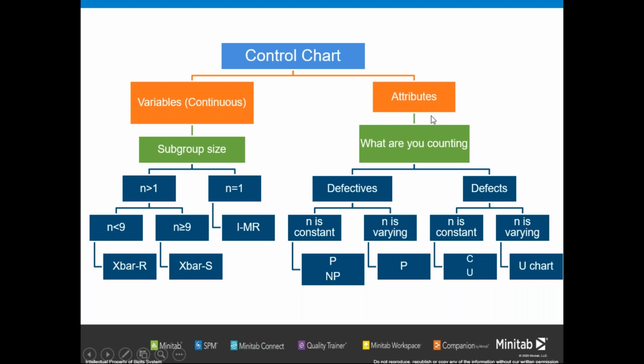And if your data is attribute data, what are you counting? Let's say defectives, so you can go for the P or NP chart. Or defects, you can go for the C or U chart. So this one is for constant or varying subgroup size. Okay, so this is how you choose the best control chart for your process data.